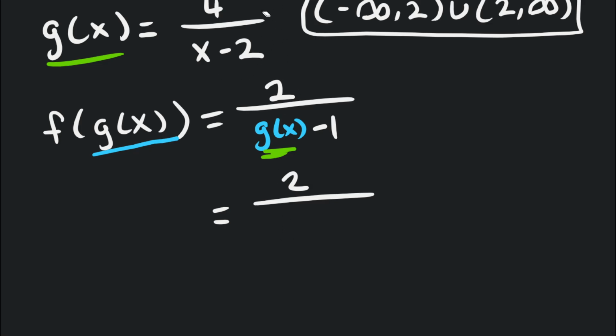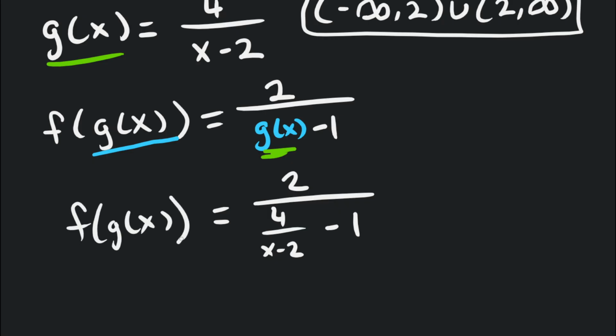So let's write that down. 4 over x minus 2, and then minus 1. So we replace g of x with 4 over x minus 2. There we go. So this is the formula for our composite function, f of g of x. And as you can see, this is also a rational function. We have x in the denominator right here.